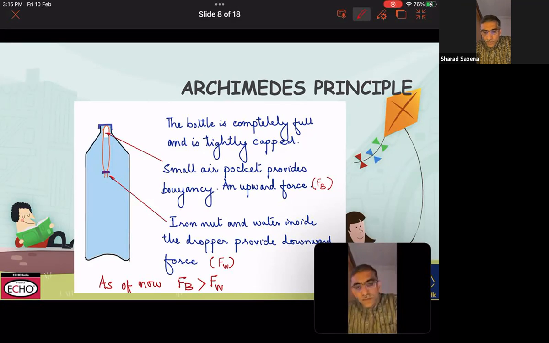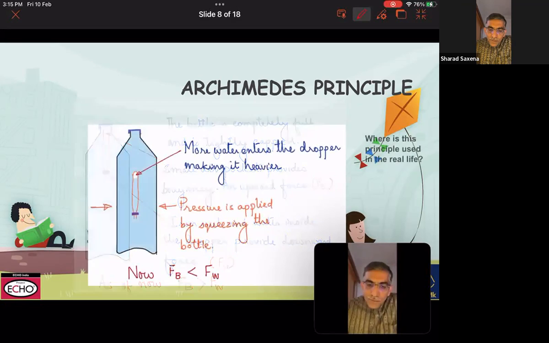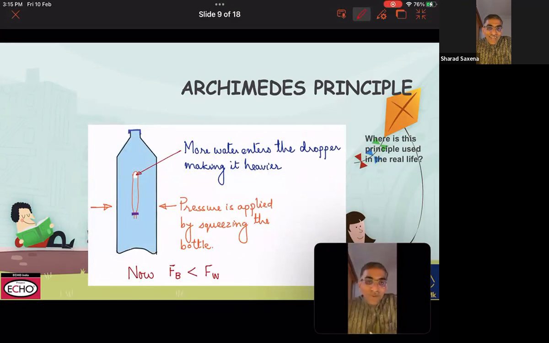Okay, simple. Everybody understands? I mean, I'm not making you understand, I'm just simulating. You're all teachers. Then what I do, as Lata said, is press the bottle.